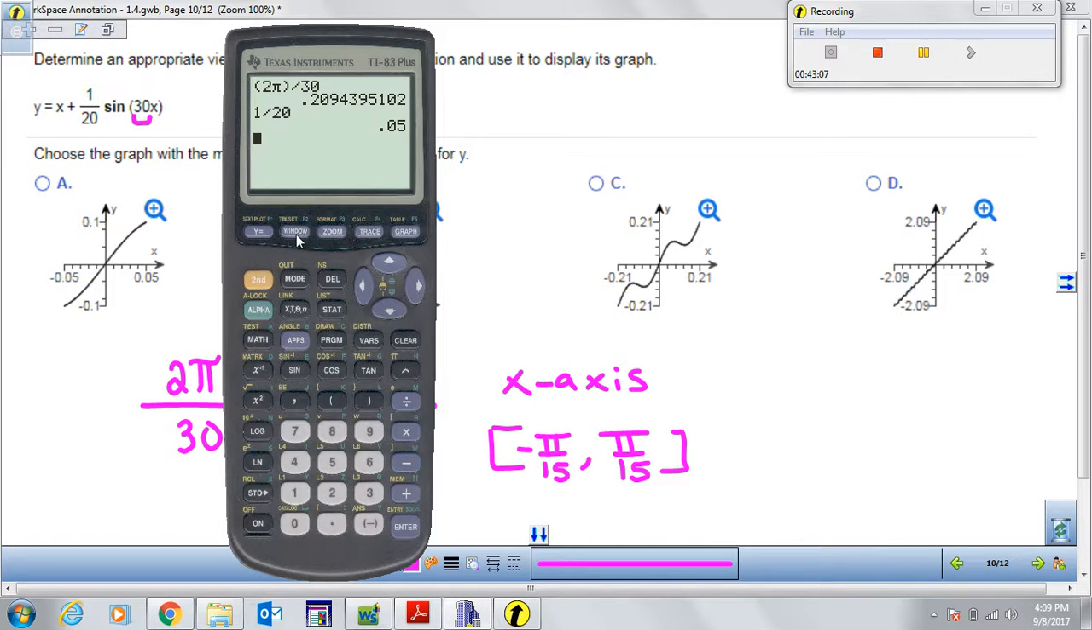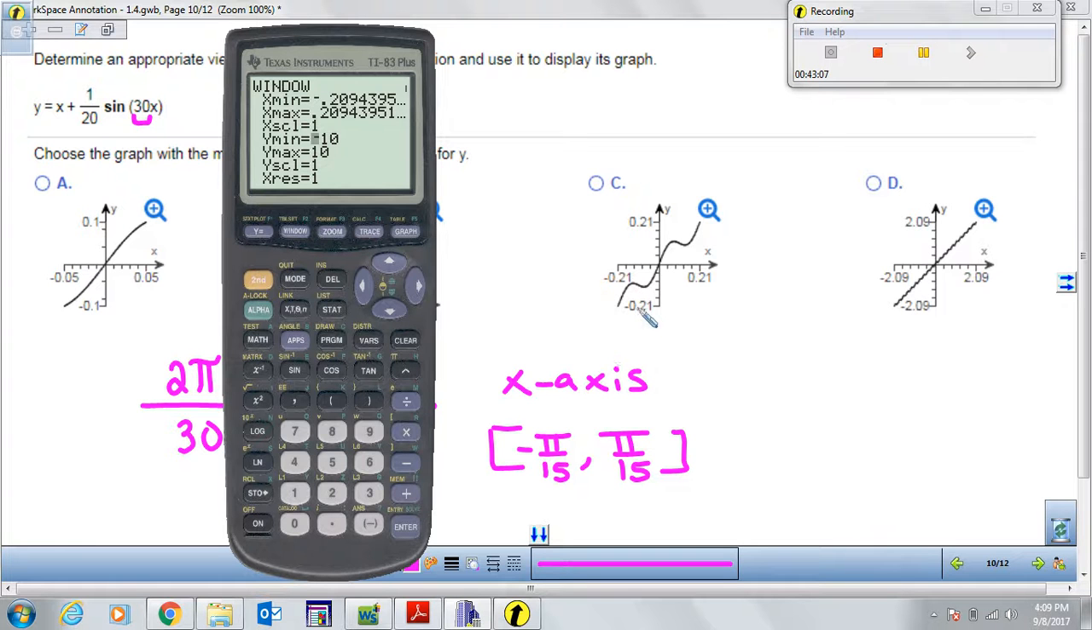But let me go back to here. When I put negative pi over 15, what was that number equal to in decimals? It's equal to negative 0.21, right? Or 0.21, which is the y values that I see here on letter C. That just caught my attention. So I'm thinking they're trying to do this as a square, right? Like they're showing you the same distance on the x-axis and the same distance on the y-axis. Let's see if we try that.